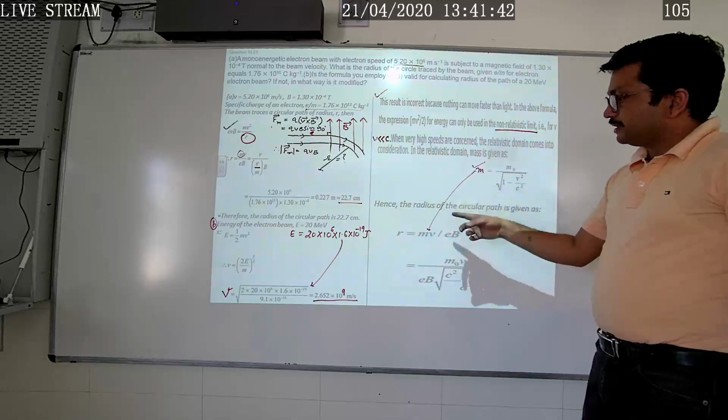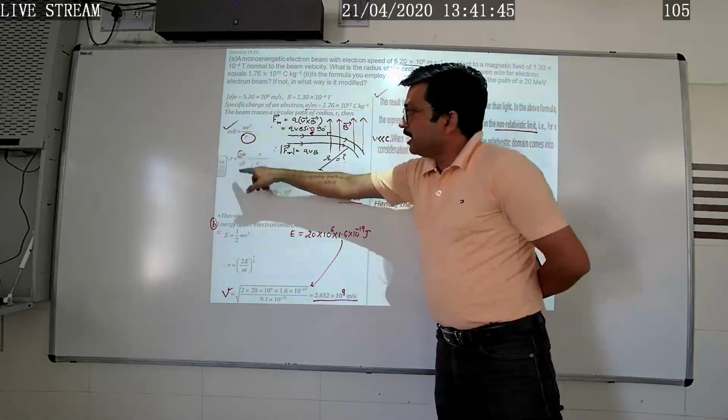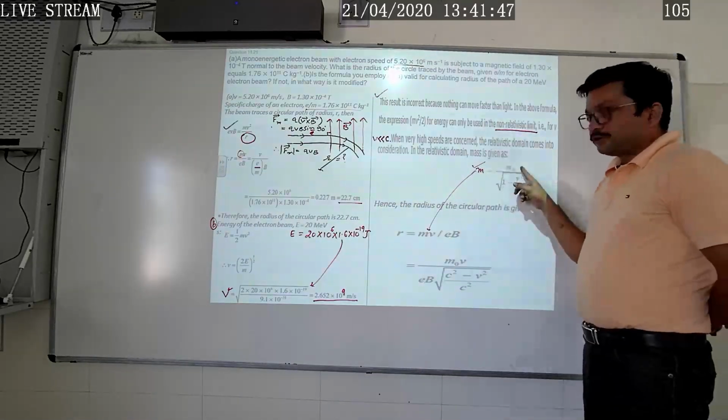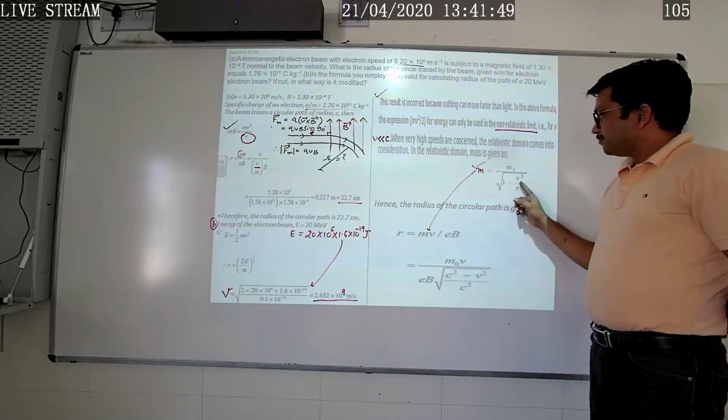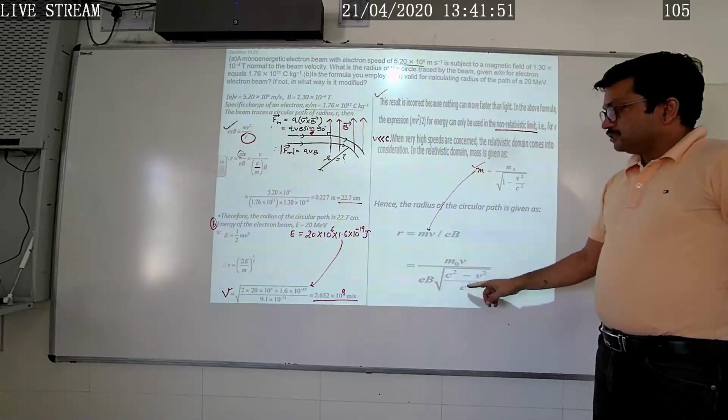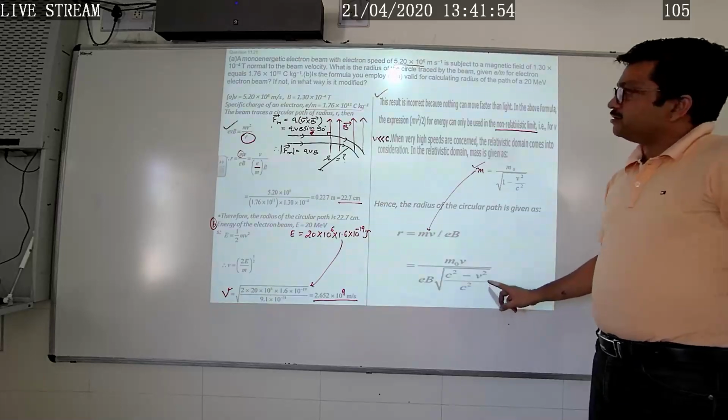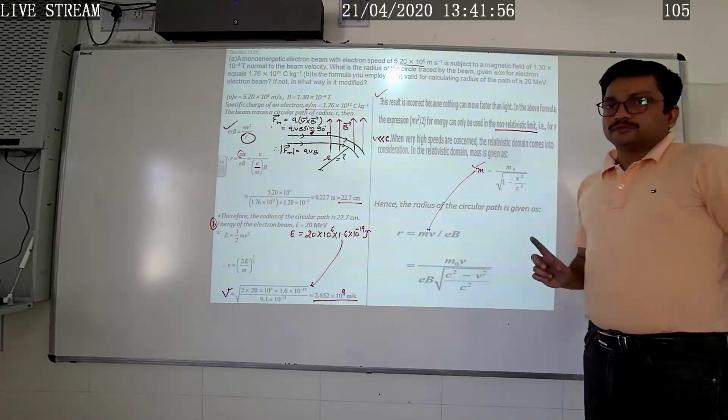So taking the value of m as the relativistic mass, denoted by m naught over square root of 1 minus v square by c square. In this way the formula can be modified in order to calculate the radius of the circle.